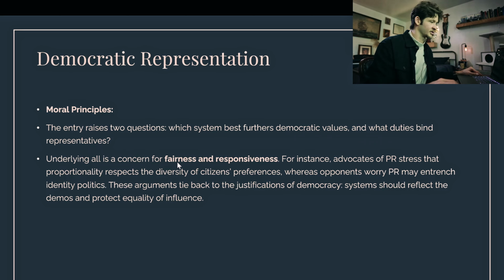Underlying all is a concern for fairness and responsiveness. For instance, advocates of PR stress that proportionality respects the diversity of citizens' preferences, whereas opponents worry PR may entrench identity politics. These arguments tie back to the justifications of democracy. Systems should reflect the demos and protect equality and influence.